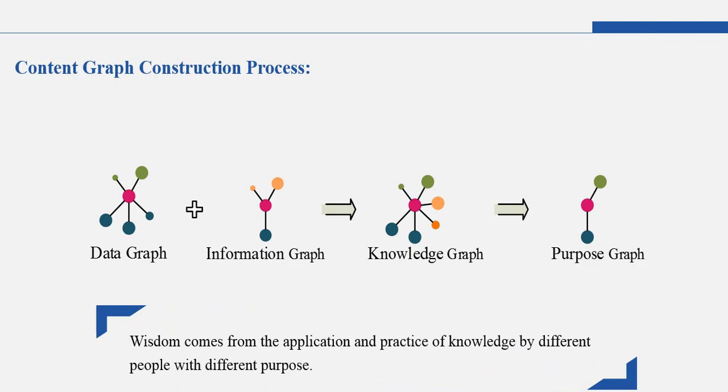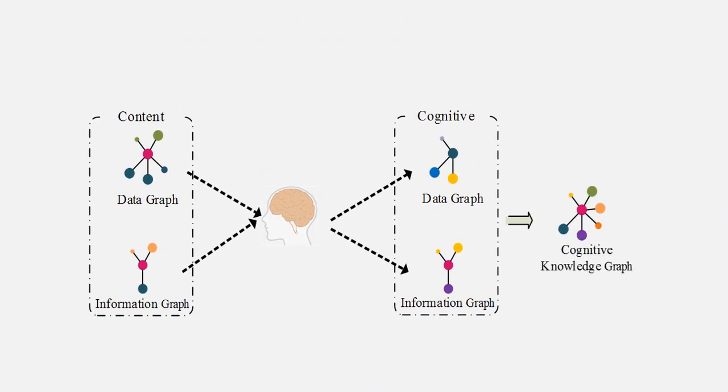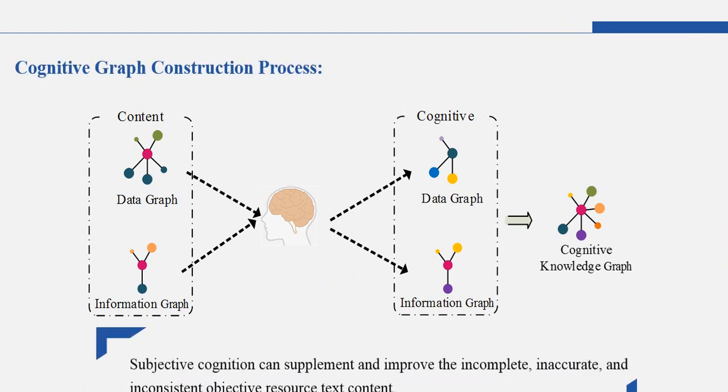In addition, wisdom comes from the application and the practice of knowledge by different people with different purposes. Cognitive semantic mapping is the reprocessing of data, information, knowledge, and purpose contained in the resources received by readers, combined with their own cognition after receiving the objective resource content. Subjective cognition can supplement and perfect the incomplete, inaccurate, and inconsistent objective resource contents.